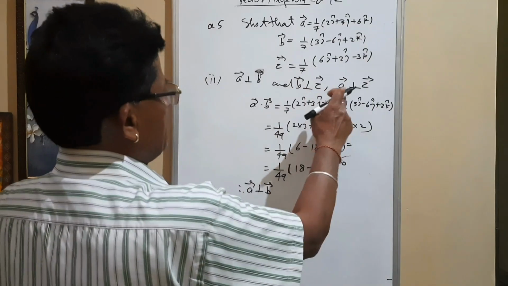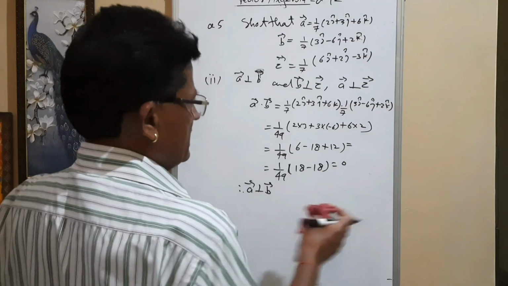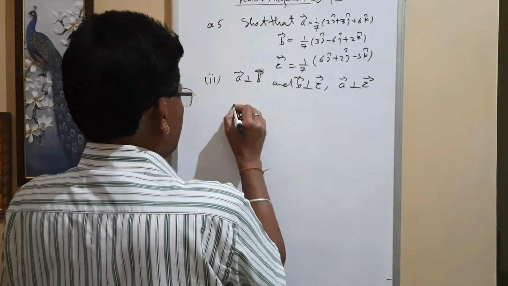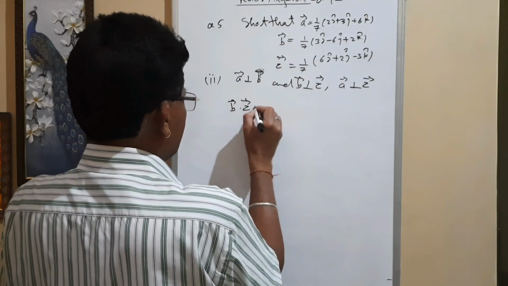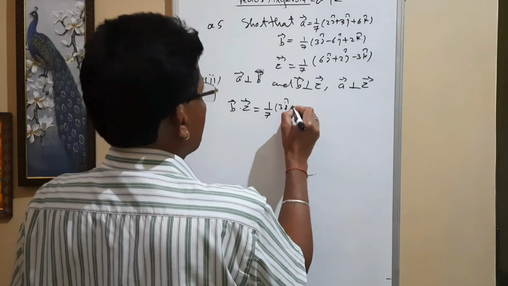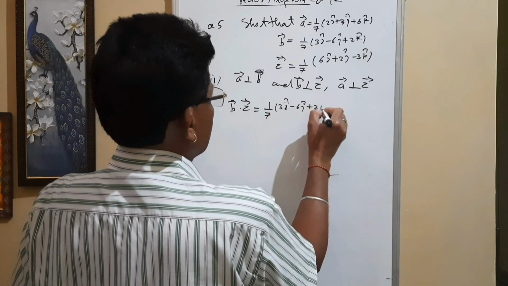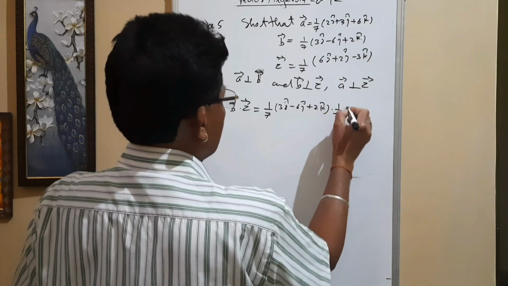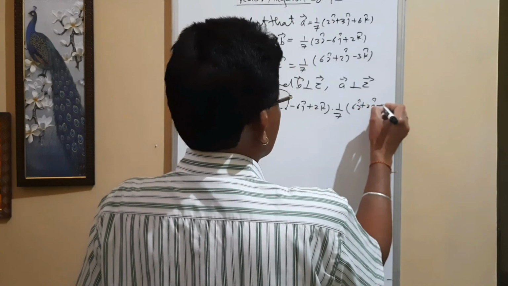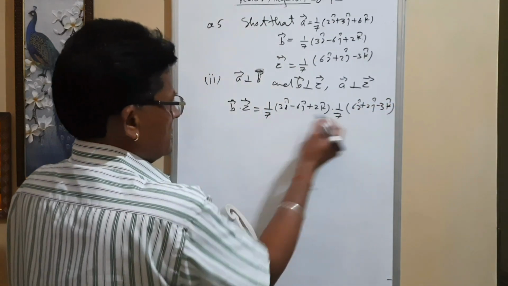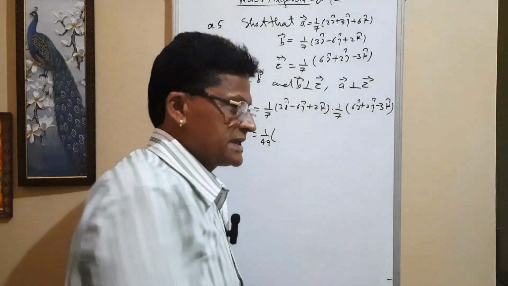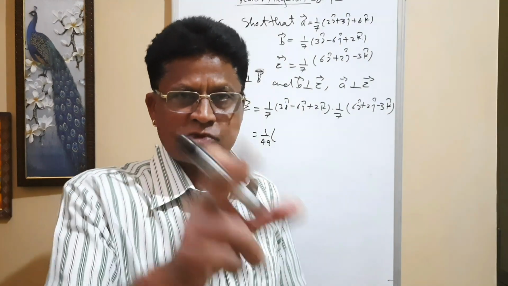Similarly, we will take vector B perpendicular to C. Similar kind of thing. Let me take the second case: the dot product of B and C vector. It will be equal to 1 upon 7, B is 3i minus 6j plus 2k, dot product with 1 upon 7, next vector C, which is 6i plus 2j minus 3k. Multiply 1 upon 49. I told you, you must take the scalar multiplication of the corresponding terms only.